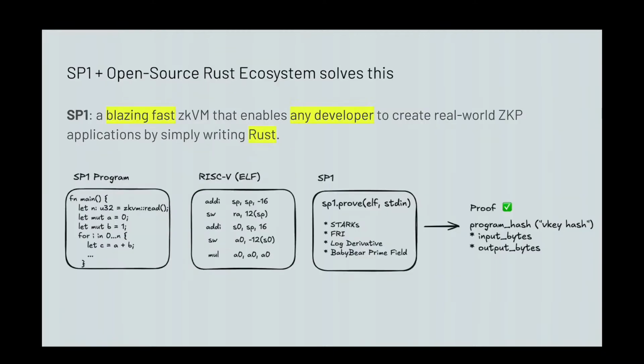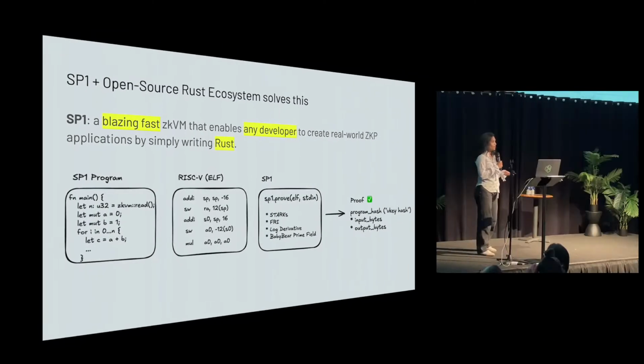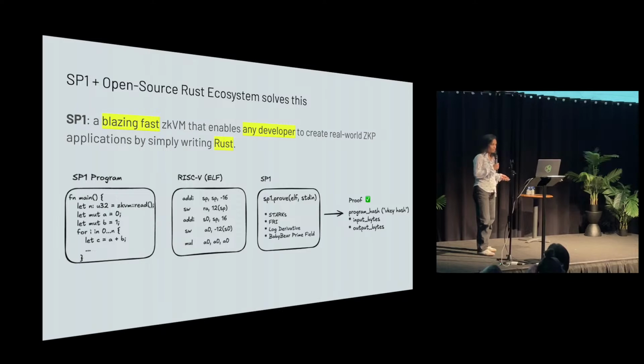So SP1 is a ZK VM that we've been building at Succinct. And what does it let people do? It lets any developer use ZK by just writing normal Rust code. So we're at the open source Rust ecosystem conference. And so when you put open source Rust plus SP1, I think it can help address a lot of the problems with the ZK rollups of today.